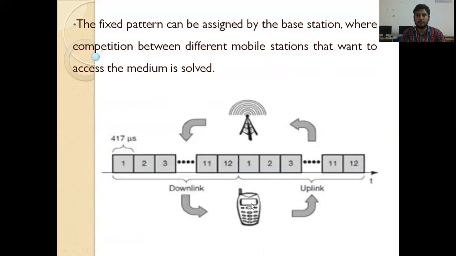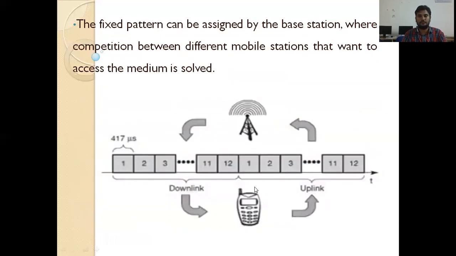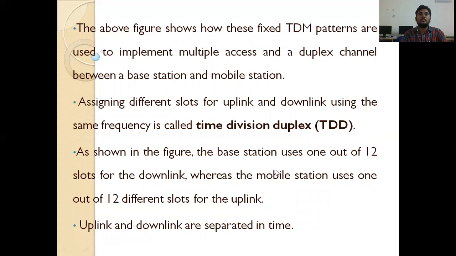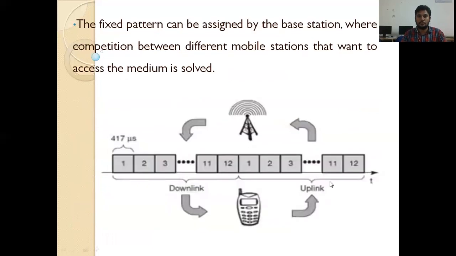How the data is transmitted between base station and mobile station, assigning different slots for uplink and downlink using the same frequency, is called time division duplex (TDD). In the past, in the frequency division, that is called FDD. Now here it is called TDD. As shown in the figure, the base station uses 1 out of 12 slots for the downlink. The time period is divided into 12 slots.